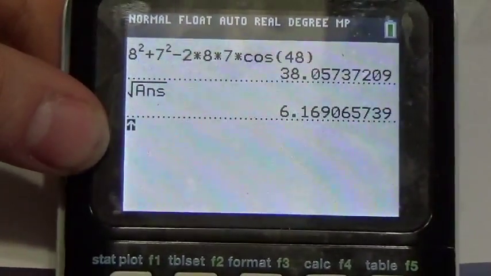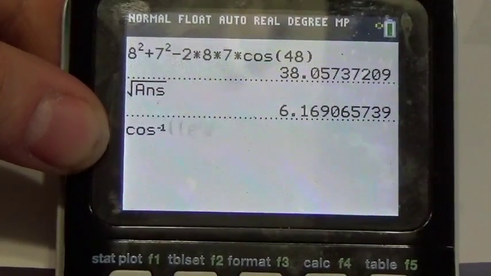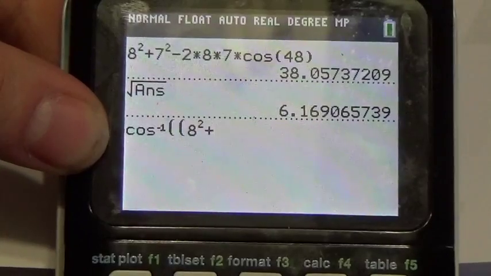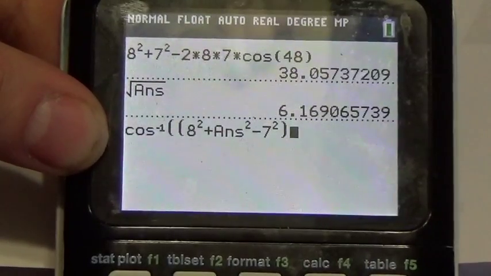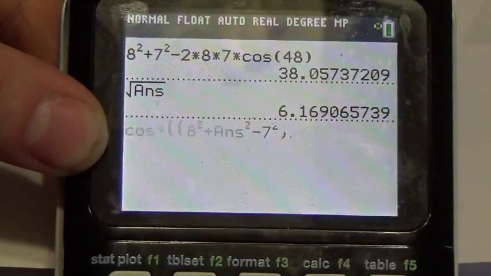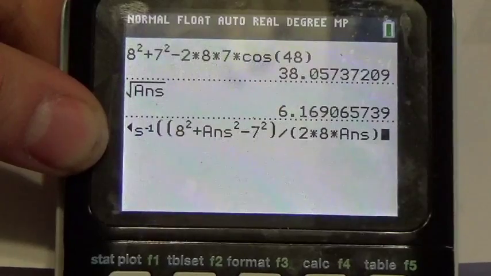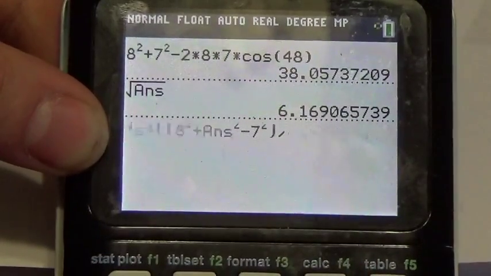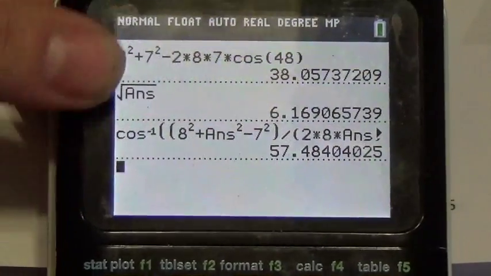So this is going to be the inverse cosine of, brackets for the numerator, 8 squared plus p, which is going to be second answer squared, minus 7 squared. Now close the brackets for the numerator, divided by open brackets for the denominator. 2 times 8 times, and again, that p is the answer above there, and close brackets for the whole thing. When I press enter, I'm going to get, to the nearest degree, 57 degrees.